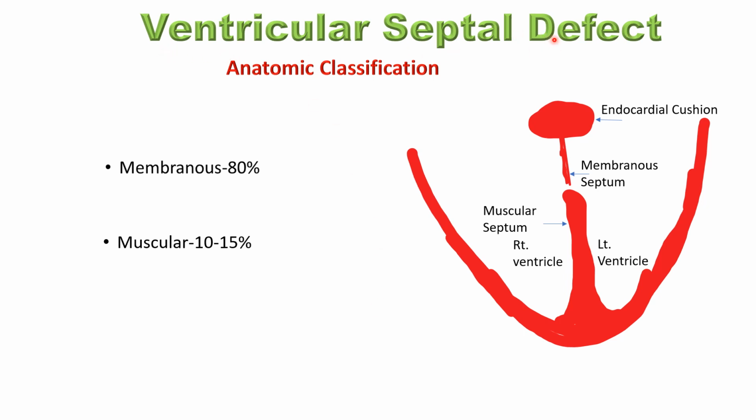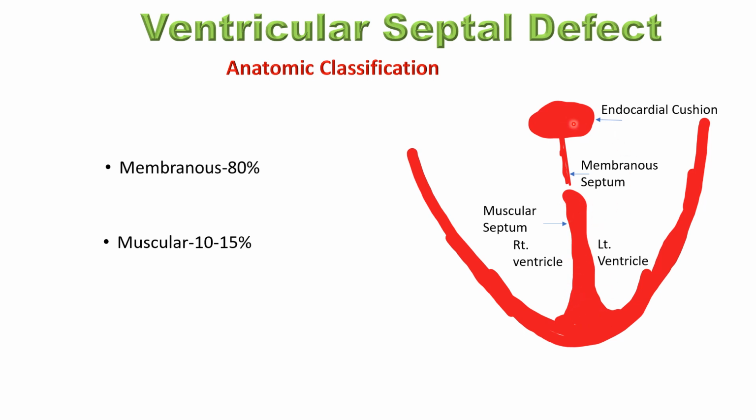Ventricular septal defect, VSD. This is the commonest congenital acyanotic heart disease. And you see, this is right ventricle, this is left ventricle, this is endocardial cushion, this is membranous part of the septum, and this is muscular part of the septum.